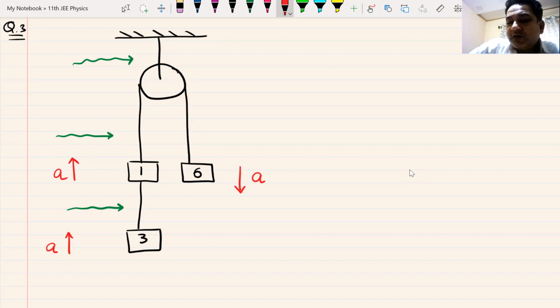Let's see who gets me the answers for this one. Acceleration is 2 meter per second square. That is correct. Anna, good one. Well done. Yes, Santosh, that is correct.